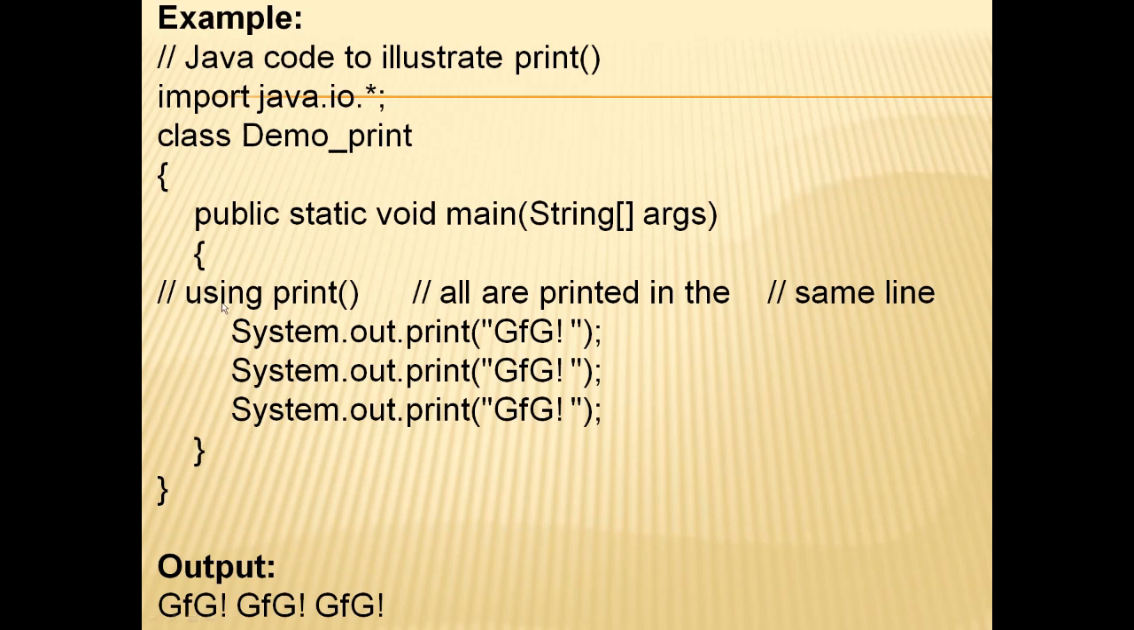Curly bracket start, using print, all printed in the same line. Here we are using the print statement. We are printing in the same line. If we are printing in the same line, we will write System.out.print. This is the message which we want to display on the screen. System.out.print GFGS, this is the message.